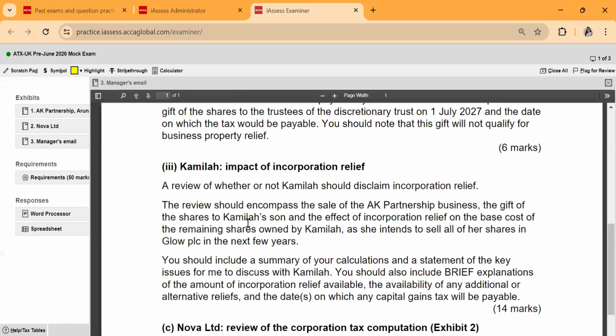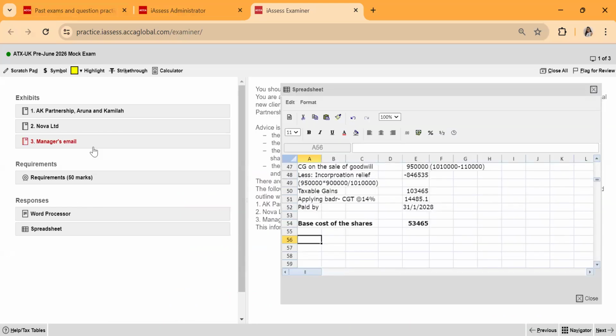So the question here says that the review should encompass the sale of the AK partnership business, this we have done, and the gift of shares to Camilla's son, and the effect of incorporation relief on the base cost of the remaining shares owned by Camilla. We have already done the base cost, as she intends to sell all of the shares to Grow PLC in the next few years. Now we need to see the effect of incorporation relief on the gift of shares to Camilla's son.